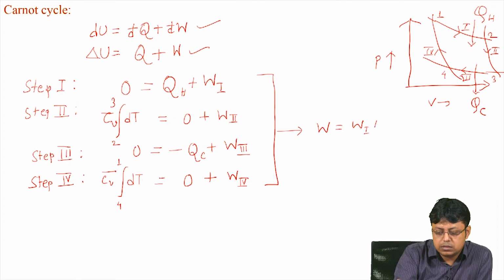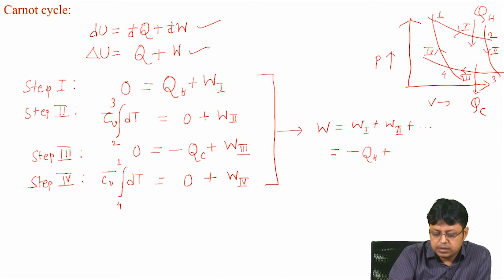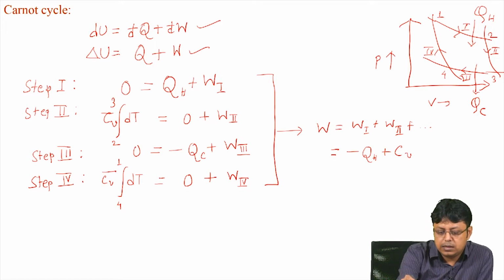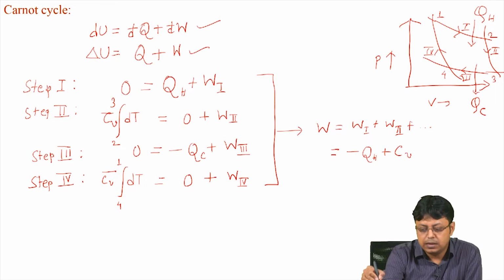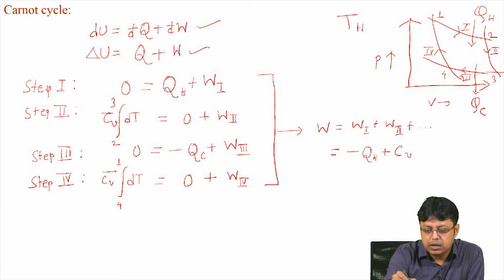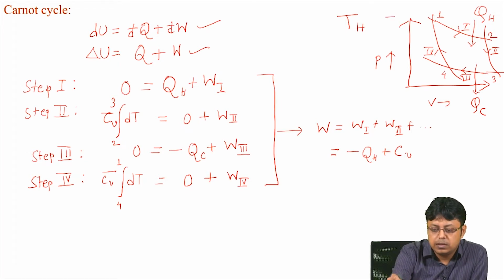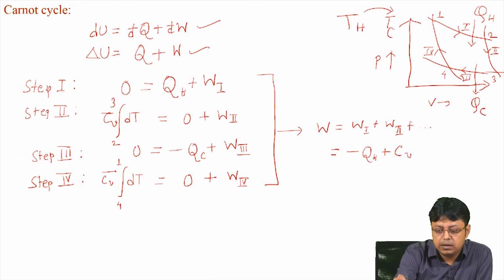So, the total W can be obtained by adding all the W's, and let us see what is the total work done. So, it is basically W1 plus W2 and so on. So, the first equation gives us, in the first process it is minus QH, the second equation gives us it is CV, and integral of dT between the limits 2 and 3. Let us suppose that the what happened between 2 and 3, think about it. Initially the system was actually at a temperature TH. So, the initial temperature of the system was TH and the final temperature of the system was TC during the process 2 this has happened.